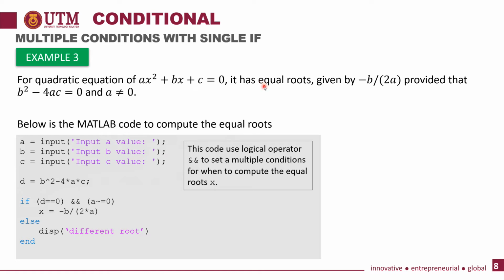In order for you to calculate equal roots, you need to use this formula. So this is the if statement. If d is equals to 0, so what is d? D is equals to b squared minus 4ac. If b squared minus 4ac equals 0 and a is not equals to 0, it will execute this formula to calculate the equal roots. But if these two conditions are not fulfilled, it will display different root.